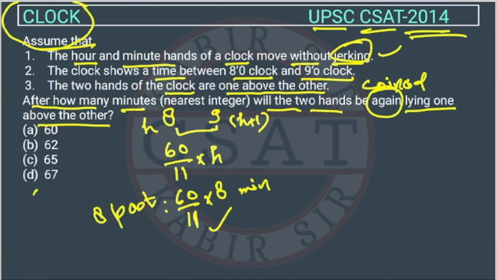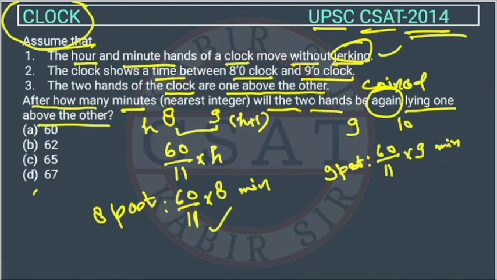And when they will meet again, so now the timing will be different. So when they will meet again, we will again use this formula. They will meet again at 60 upon 11 into 9. So this is again minutes, right? So this is 9 past and this many minutes. Okay, we will calculate this minute.